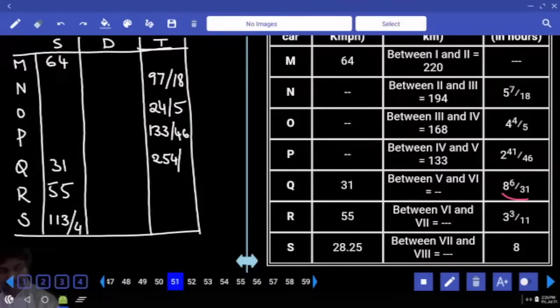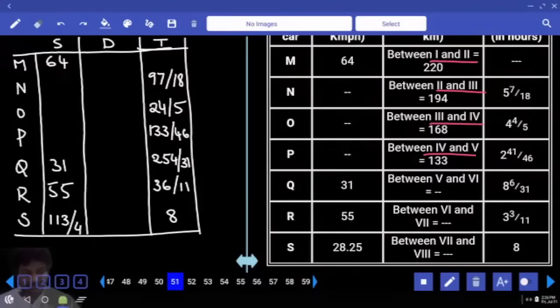254 by 31. 33 by 11. 36 by 11 and then 8. So now, let us calculate distance. We have continuity, that's the advantage. 1 to 2, 2 to 3, 3 to 4, 4 to 5, 5 to 6. Everywhere it is continuation only, correct?